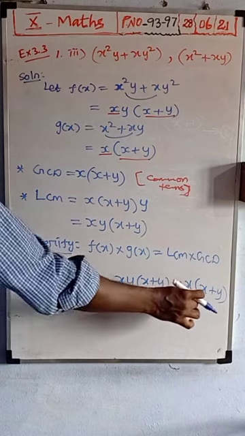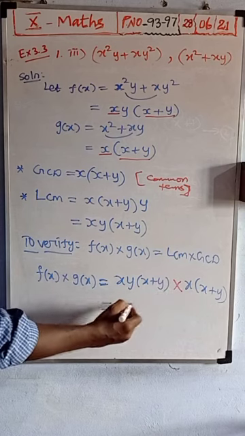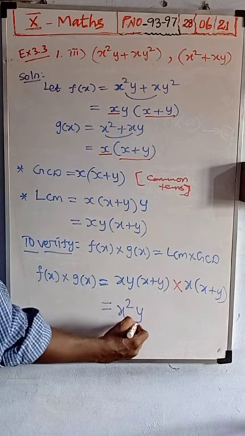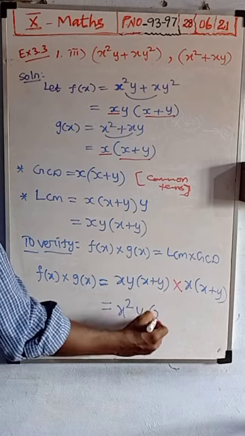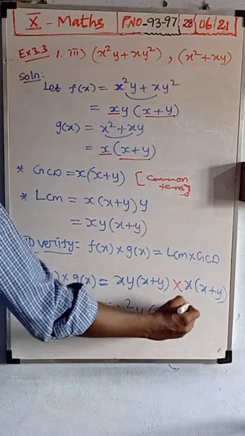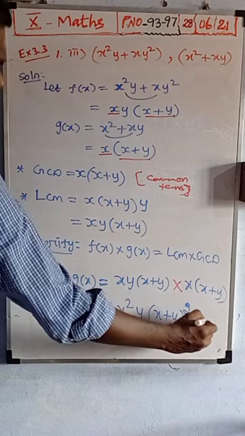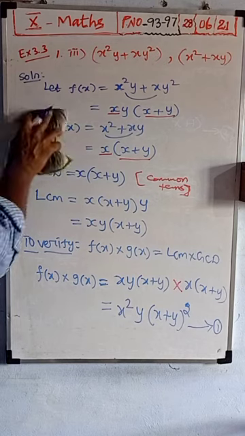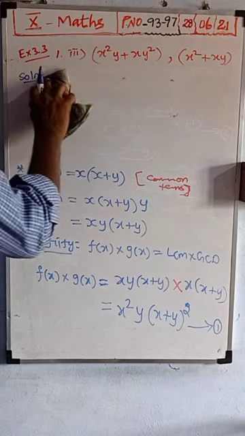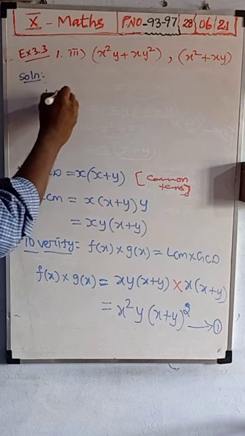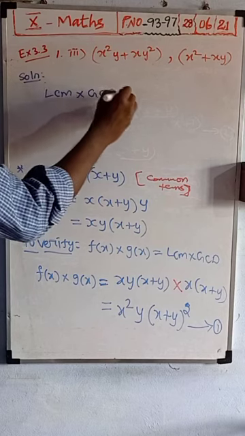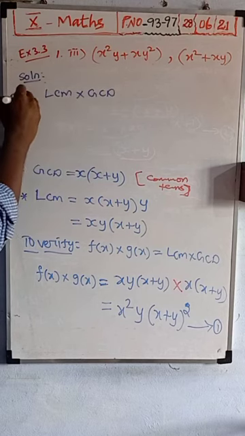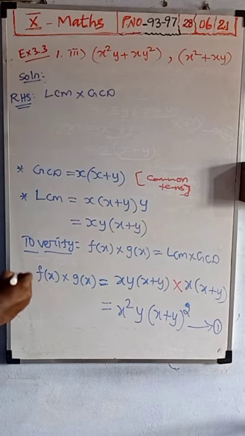Multiplying, xy into x gives x squared y, and x plus y into x plus y gives x plus y to the whole square. Keep this as equation 1, no need to expand. This is what we received by multiplying the two expressions. Now next we want to multiply the LCM and GCD, so LCM into GCD. This is the RHS, and the earlier one is the LHS.